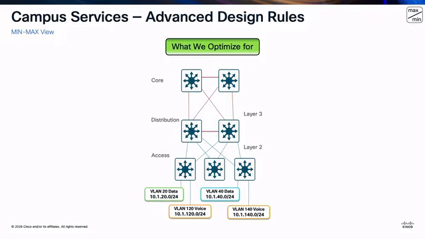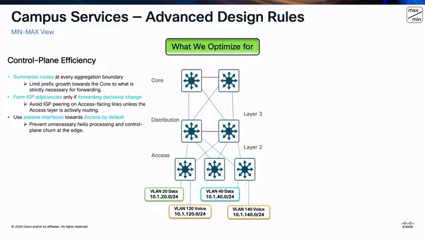Then I have two call-outs. One is what we optimize for, especially when thinking about the services and behaviors within the network, and what we no longer optimize for. First of all, we want to optimize control plane efficiency. So you want to summarize. These are obvious things for advanced network engineers, but we want to make sure that we reiterate that. You want to form IGP adjacencies wherever they make sense.